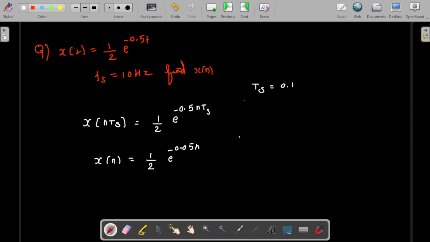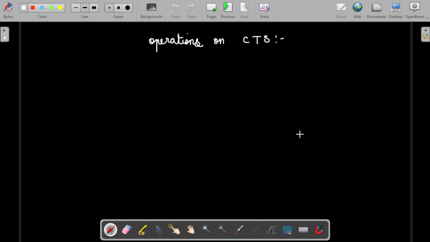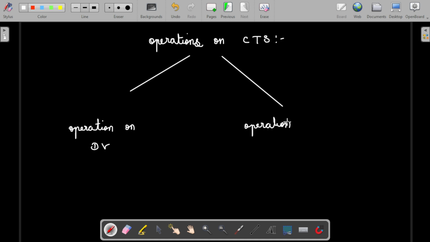So this is how a continuous time signal can be converted into a discrete time signal. This is the procedure to convert it. Now let's begin the next topic, which is quite important and will be more interesting, guys. So please make note of it. Here there are two types of operations that we can do. One is operations on the dependent variable, and another is operations on the independent variable. Let us first start with the dependent variable.